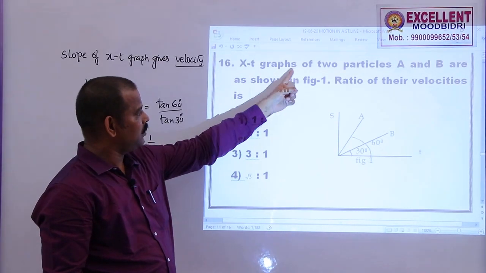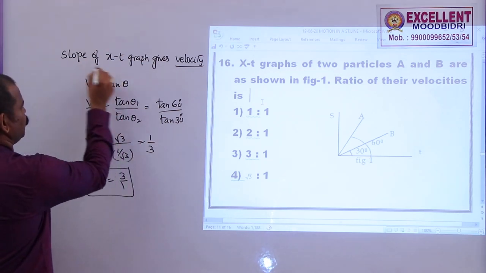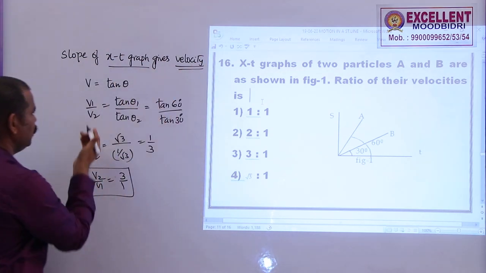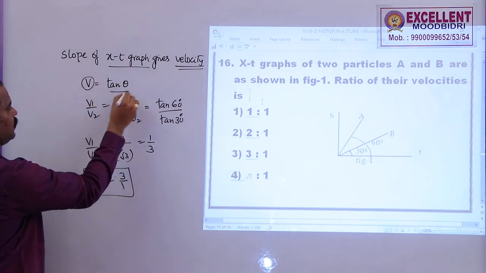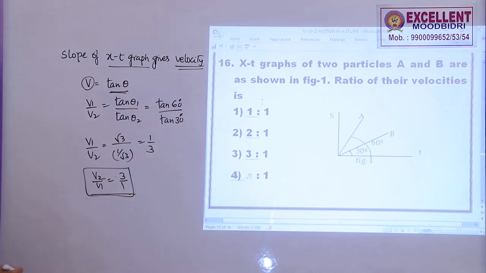Question 16: x-t graphs of two particles are given, find the ratio of their velocities. We know that the slope of a position-time graph gives velocity. So v is equal to tan theta. Velocity is nothing but the tangent of the angle made by the graph. By using this we can find v2 by v1 is equal to 3:1.